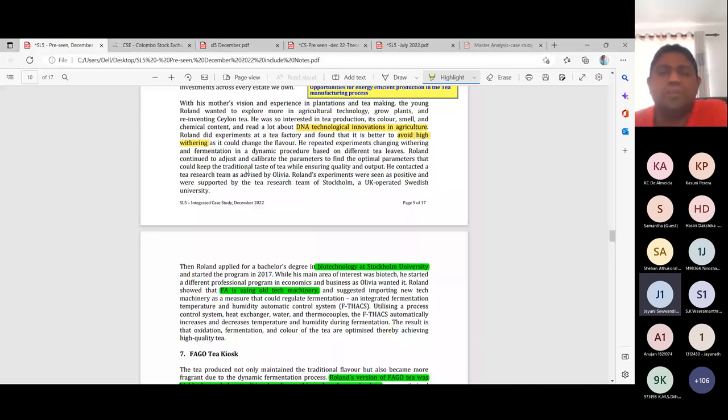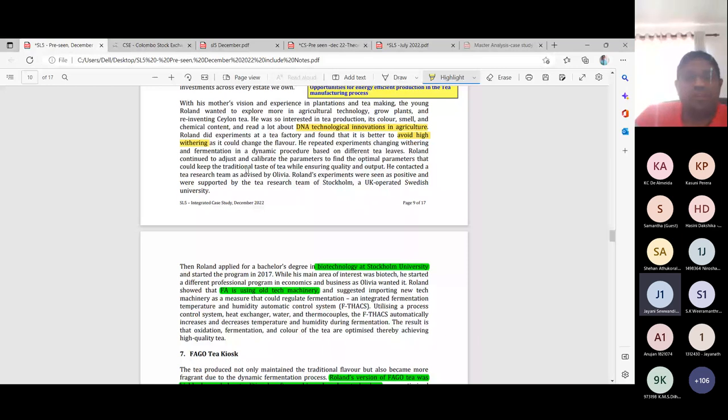He repeated the experiment, changing withering and fermentation in a dynamic procedure based on different tea level. Roland continued to adjust and calibrate the parameters to find the optimal parameters that could keep the traditional taste of tea while ensuring quality and output. He contacted tea research team as advised by Olivia. Roland's experiment was seen as positive and was supported by the tea research team of Scotland, a UK operated Swedish University. Now he's working on these innovations, right?